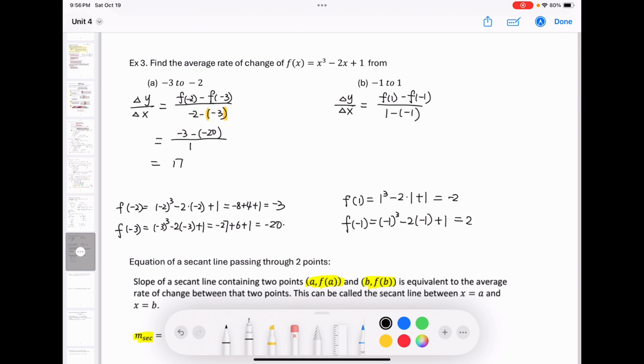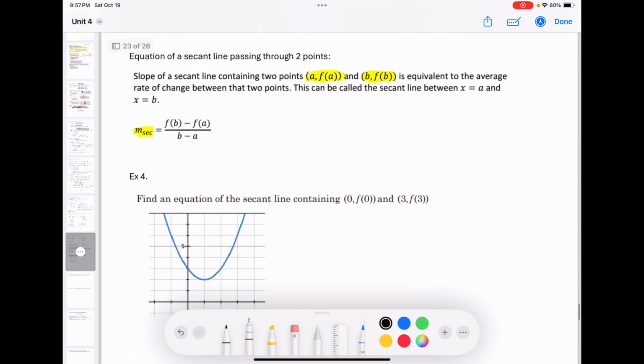Okay. Oh, I have a mistake, because here we do the computation. 1 plus 1 is 2, and 2 minus 2 is 0. So here it is 0. Okay, then we plug into the equation. We have 0 minus 2 divided by 1 plus 1, which is 2. So it is -1. The average rate of change is -1. Okay, let's see the next part.